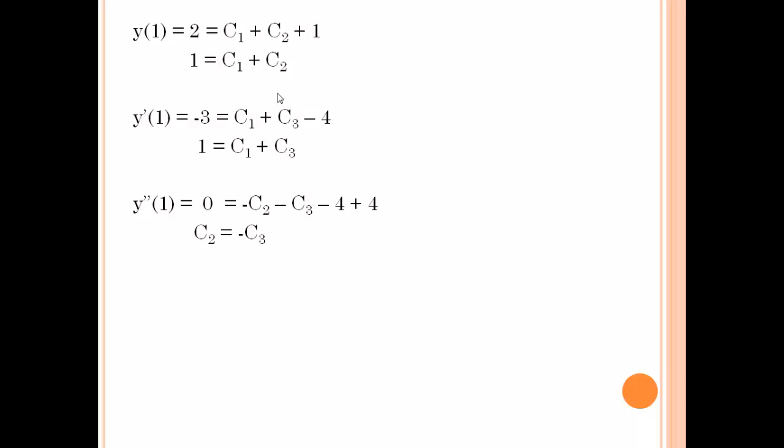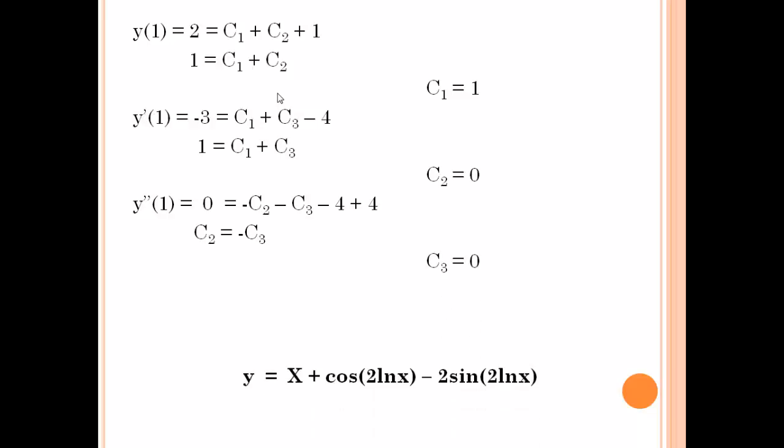Since we have three equations and three unknowns, we should get c1 is equal to 1, c2 is equal to 0, and c3 is equal to 0. Now our y would be x plus cosine 2 ln of x minus 2 sine 2 ln of x. Now that would be the final answer of our problem number 2.